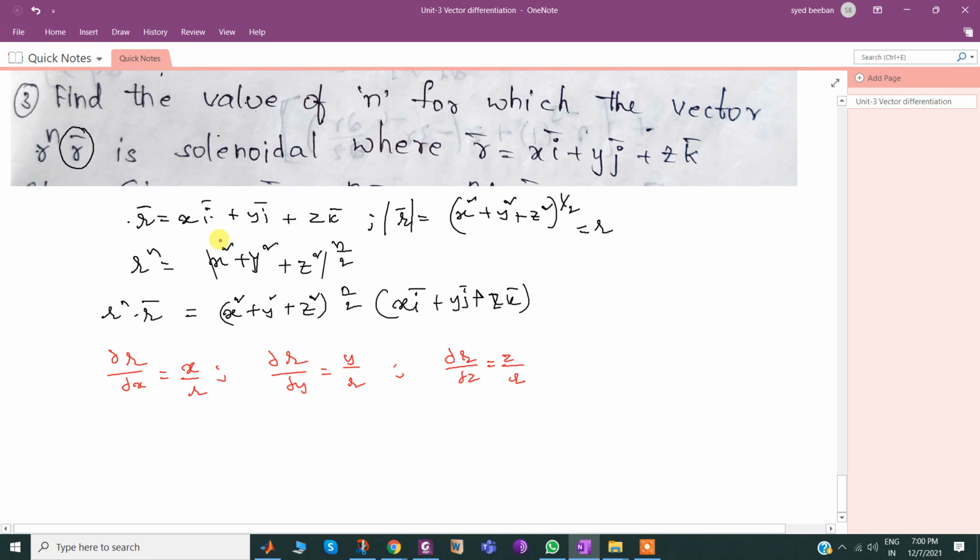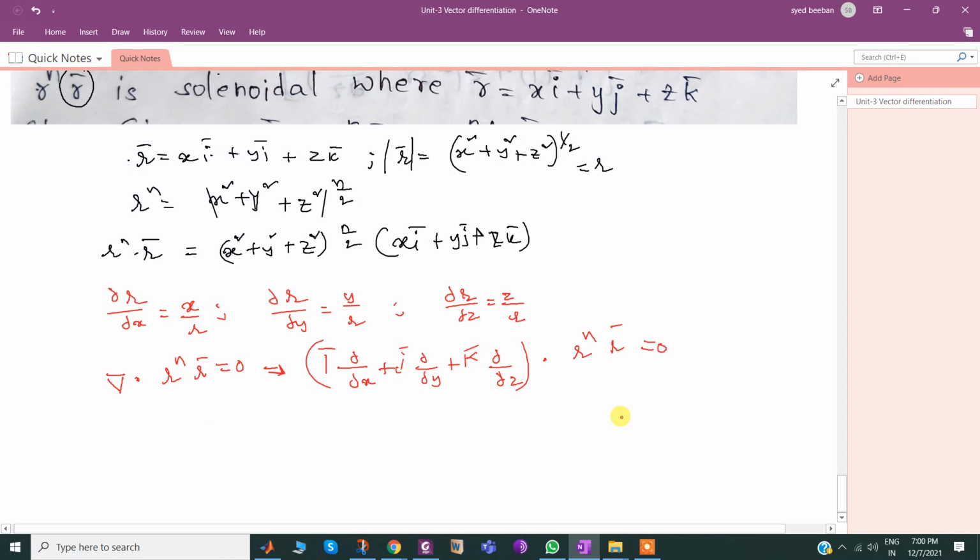Now I require it to be solenoidal, so I take it directly, because for what value of n it is supposed to be solenoidal. So that's the reason I'll take solenoidal first. del dot (r^n r bar) equals 0. That implies del, which means i bar ∂/∂x plus j bar ∂/∂y plus k bar ∂/∂z, dot product with r^n r bar equals 0.